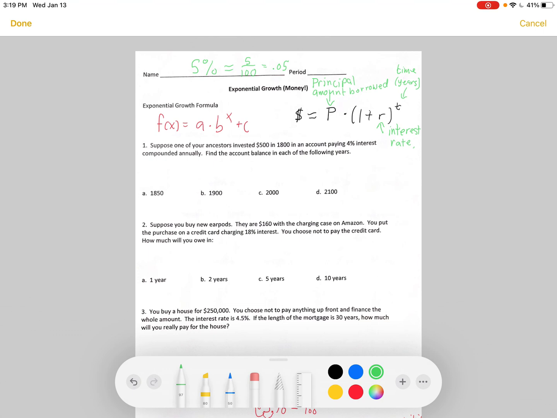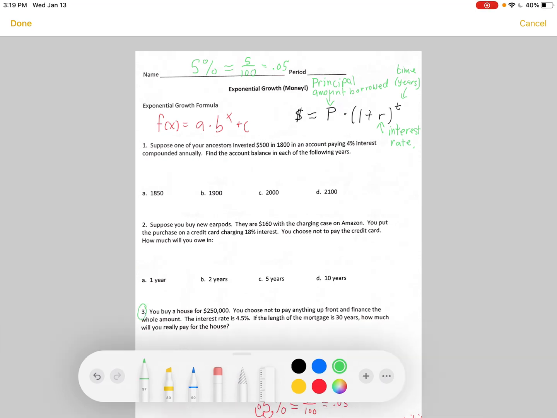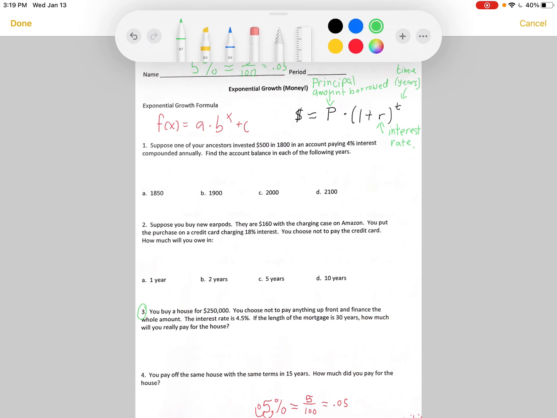All right, from here, let's go ahead and try a few sample problems. We'll skip 1 and 2 for now, and let's just jump straight to number 3. You buy a house for $250,000. You choose not to pay anything up front and finance the whole amount. The interest rate is 4.5%. If the length of the mortgage is 30 years, how much will you pay for the house?